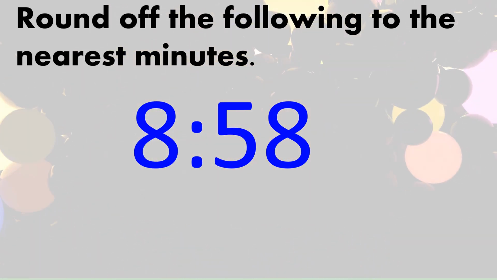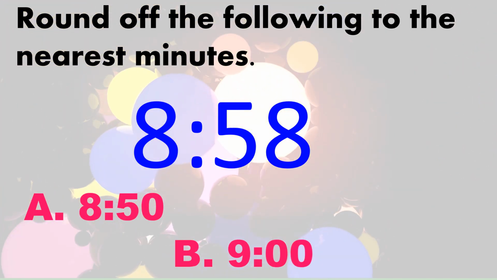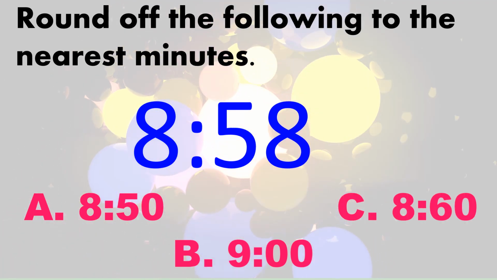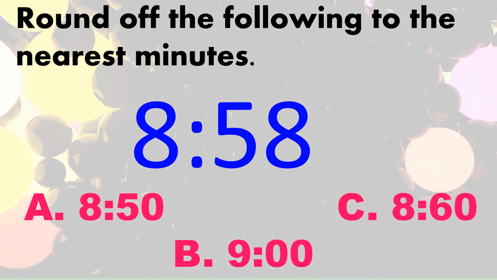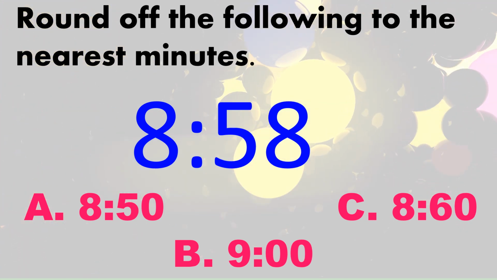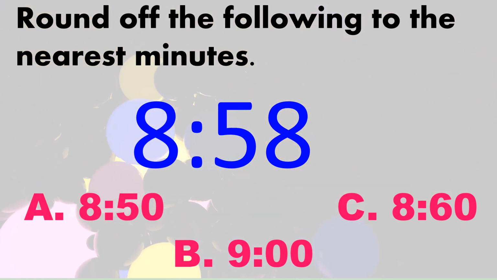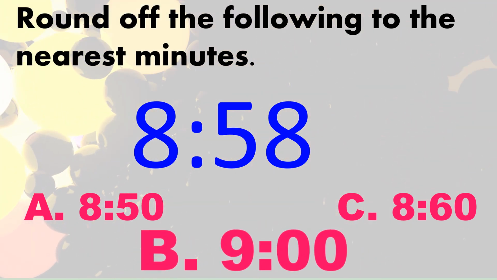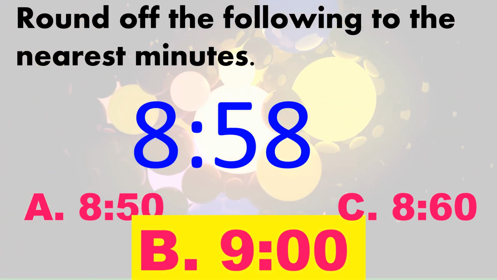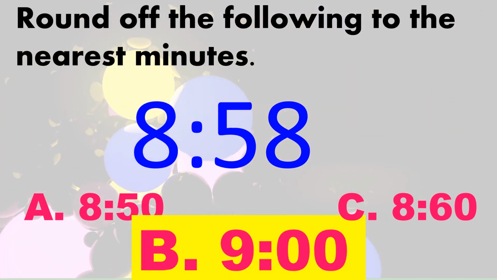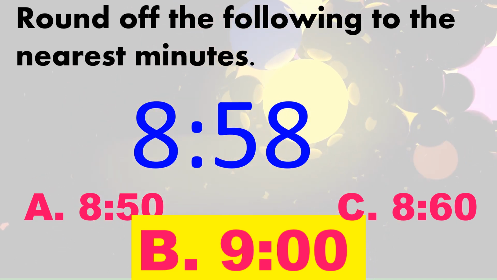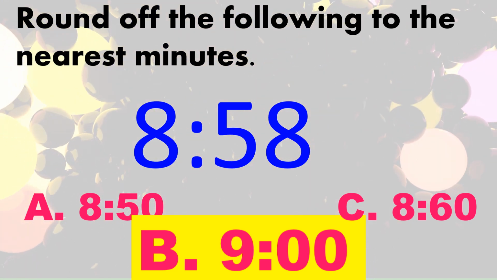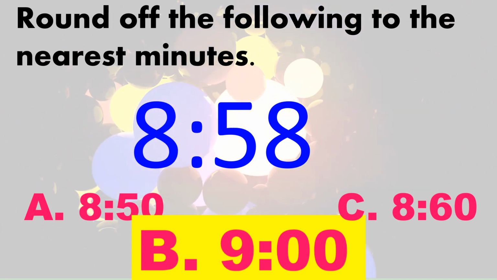Next, 8:58. Is it letter A, 8:50, letter B, 9 o'clock, letter C, 8:60? A, B, or C? And the correct answer is letter B, because 58 becomes 60 minutes, and 60 minutes is 1 hour. It will be rounded up as 9 o'clock.